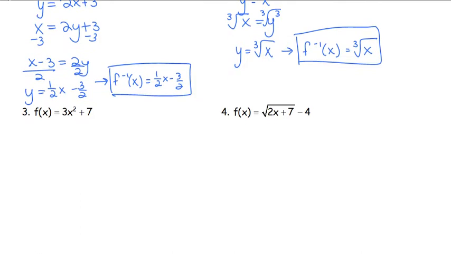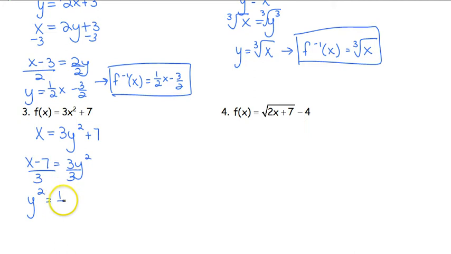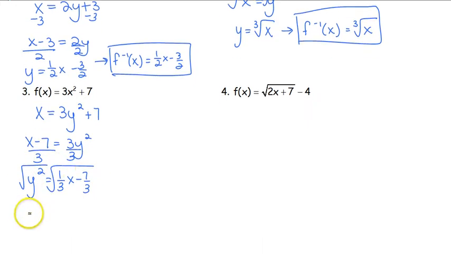Number 3, again, switch the x and the y. So this is now x equals 3y squared plus 7. We want to solve for y, so we move the 7 over. x minus 7 equals 3y squared. We divide by 3. So now we've got y squared equals 1/3 x minus 7/3. We have y squared. To undo squaring, we take the square root. And now we have y equals plus or minus the square root of 1/3 x minus 7/3.